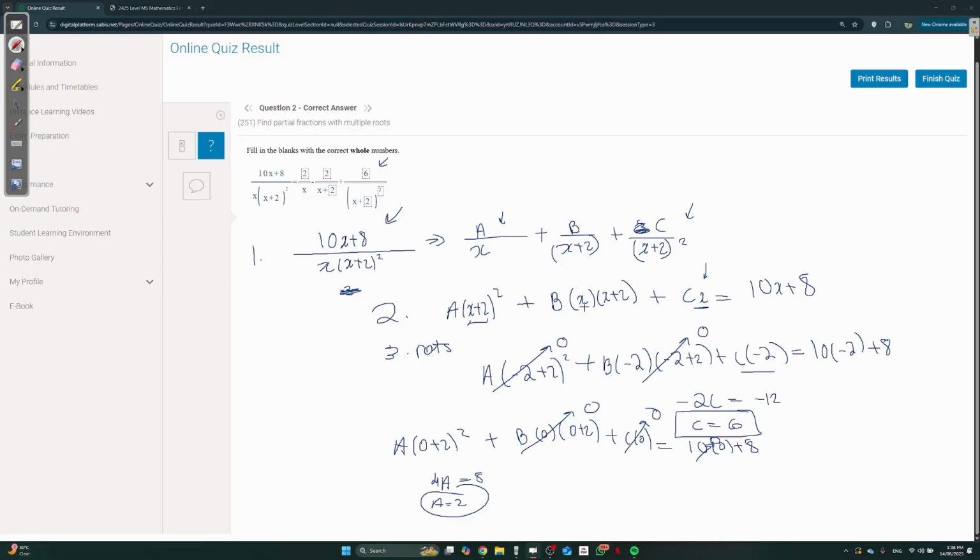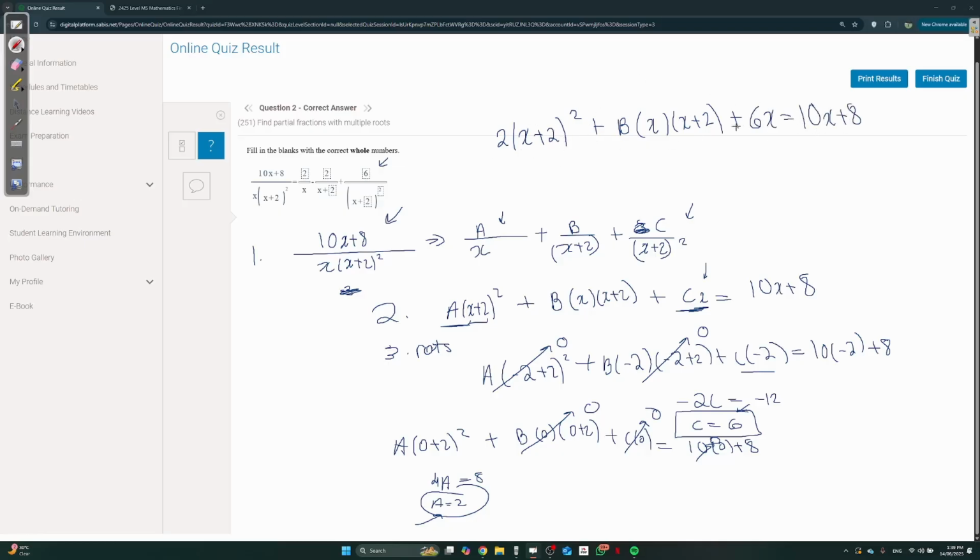But someone's going to come and ask me, Walid, how do I know how to find b? If the only roots here are 0 and negative 2, and we substituted them, and we only got our a value, and we only got our c value. How do I find now b? Here is the trick. You need to think outside the box. We know now what a is, and we know now what c is. So let's substitute our a value and c value in. Okay, we're going to do a, which is 2. So 2 into x plus 2 squared plus b into x plus 2 plus c, which is 6, so 6x equals 10x plus 8.